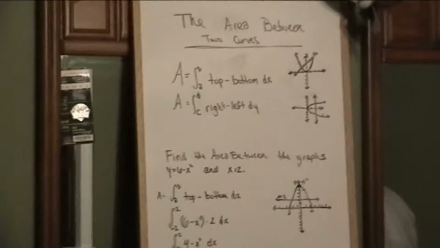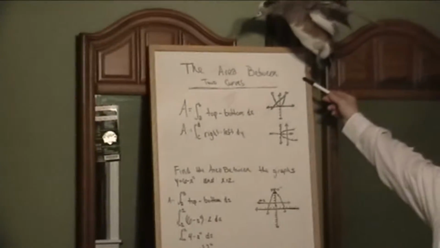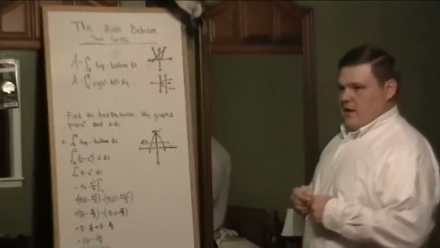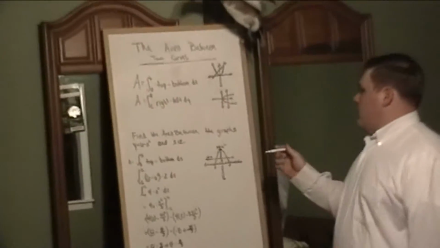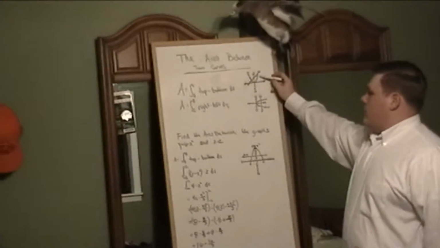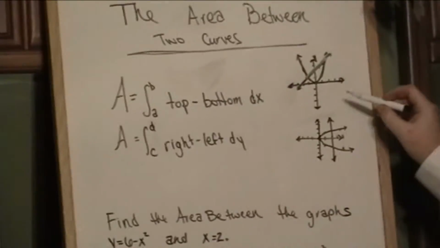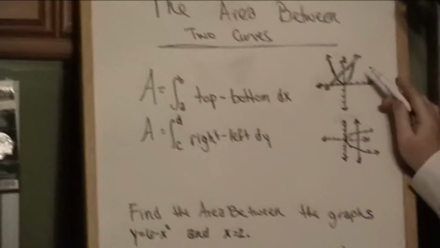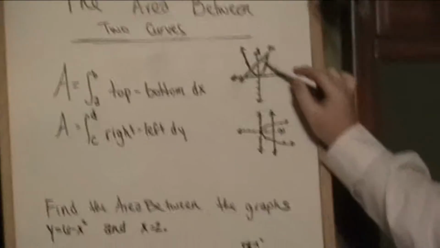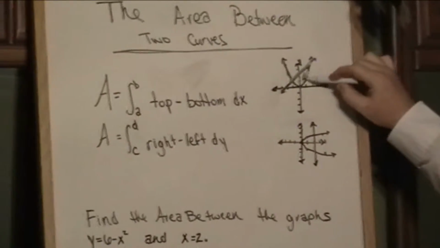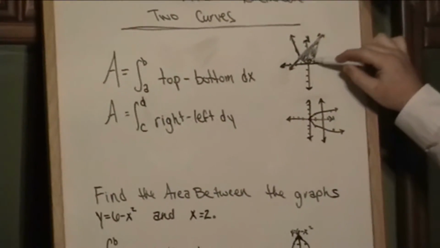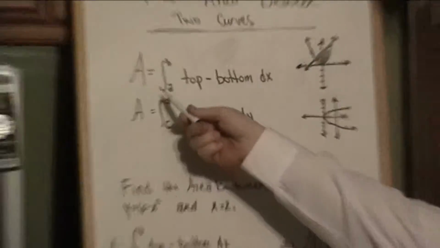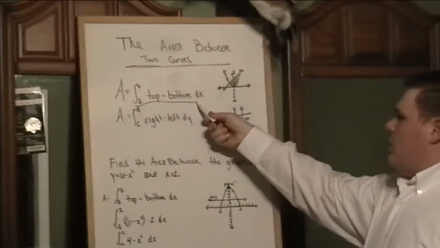Alright, we're finding the area between two different curves. When you're trying to find the area between two curves, like so, here we have two different functions that intersect, and we're trying to find the space that's in between these graphs, which would be marker work right here, and your equation will be this right here.